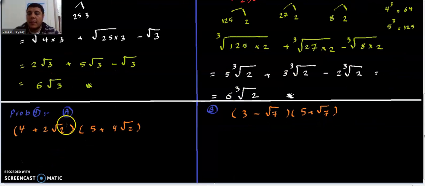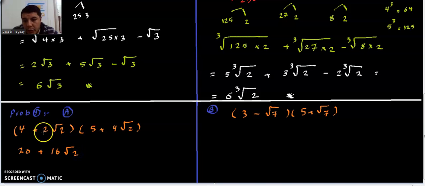Yeah, let's complete problem number 4a. Here we have 4 plus 2 the square root of 2 multiplied by 5 plus 4 the square root of 2. First of all, we have 2 brackets, so you must use the distributive property, or FOIL. So first, outer, inner, last. Multiply 4 multiplied by 5 equals 20, plus 4 multiplied by 4 equals 16 the square root of 2. 2 the square root of 2 multiplied by 5 will be 10 the square root of 2.